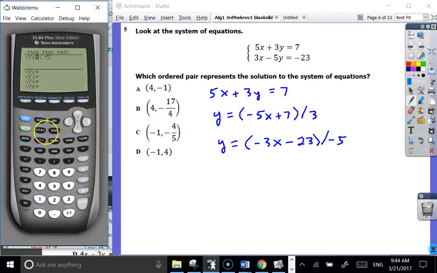Negative 5x plus 7 divided by 3. Enter. Negative 3x minus 23 divided by negative 5. Okay, I'm going to graph it to see what it looks like. See if I can see the intersection of two lines. Can I see the intersection of two lines? So then, again, what's the process?